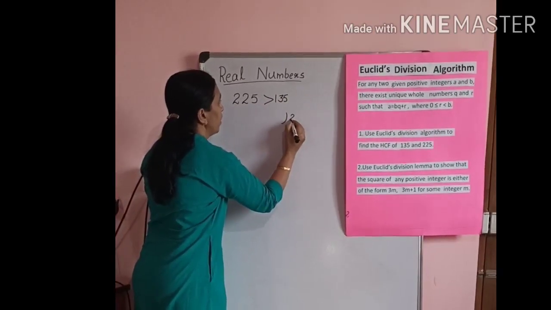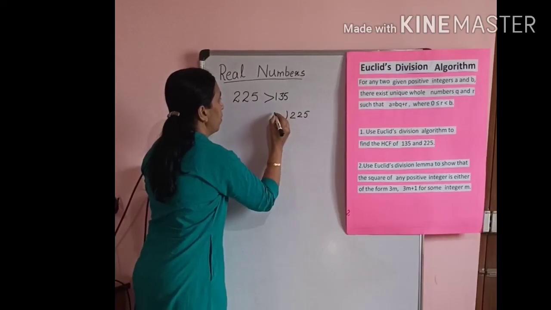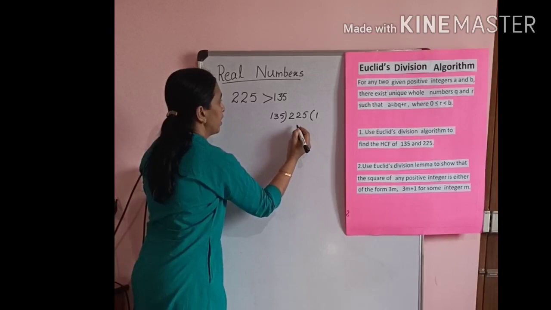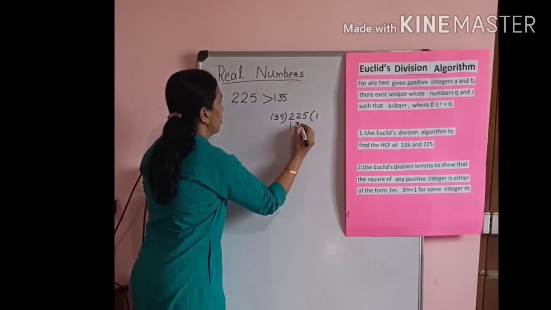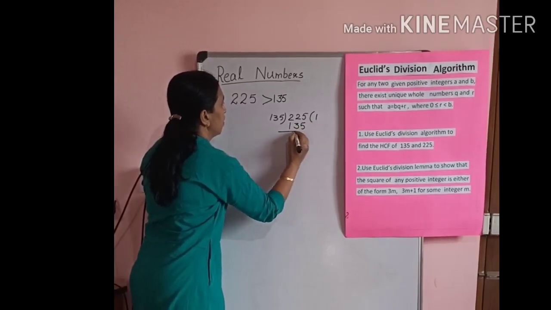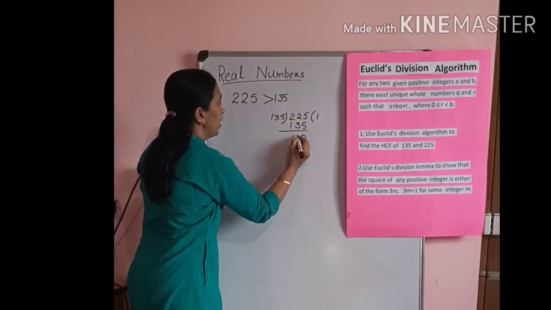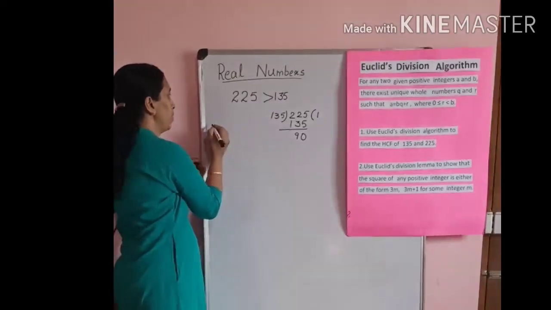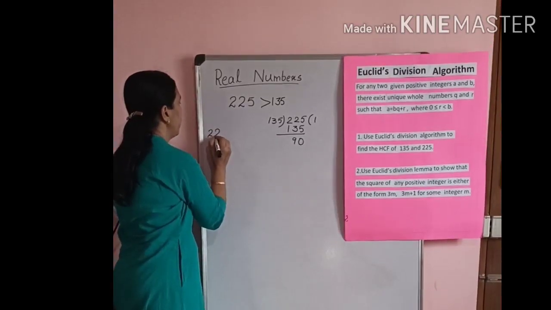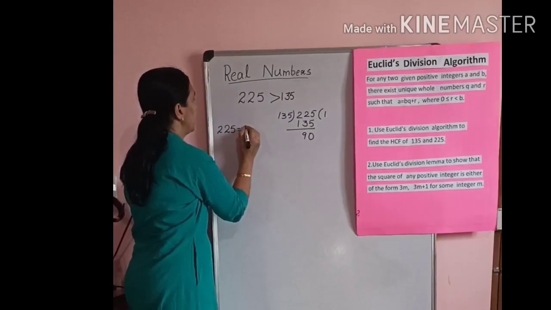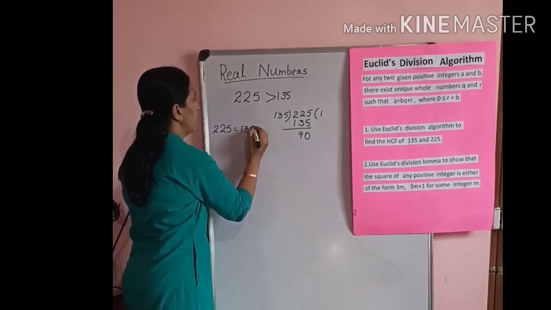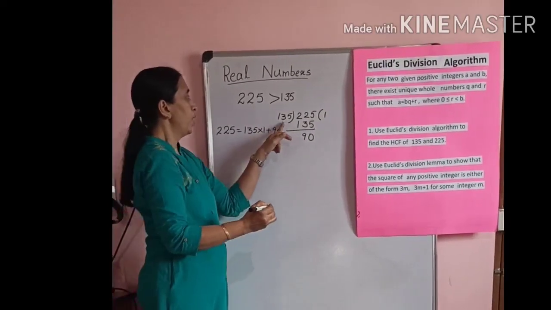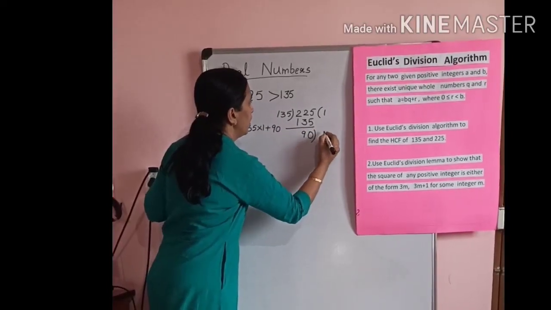When we divide 225 by 135, we will get quotient as 1 and remainder as 90. Now this algorithm we can write in the form 225 is equal to 135 into 1 plus 90. Now 135 will become the dividend for the second step.